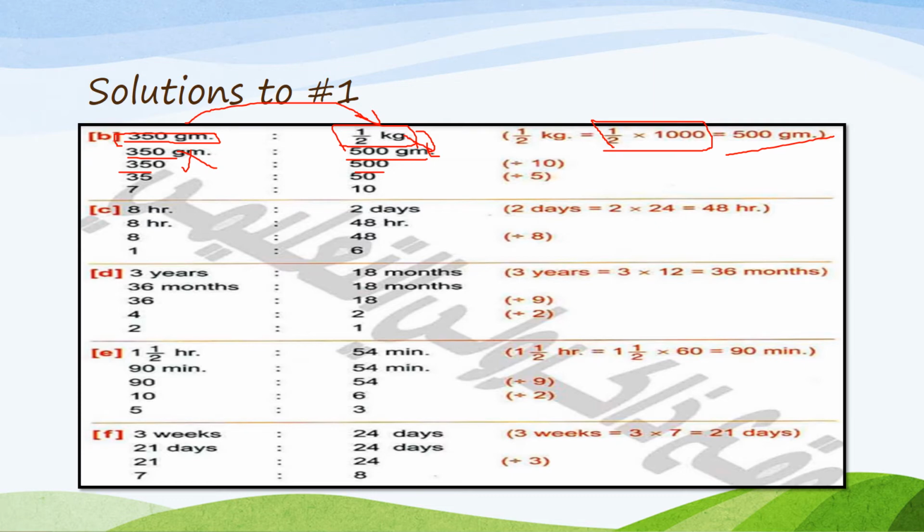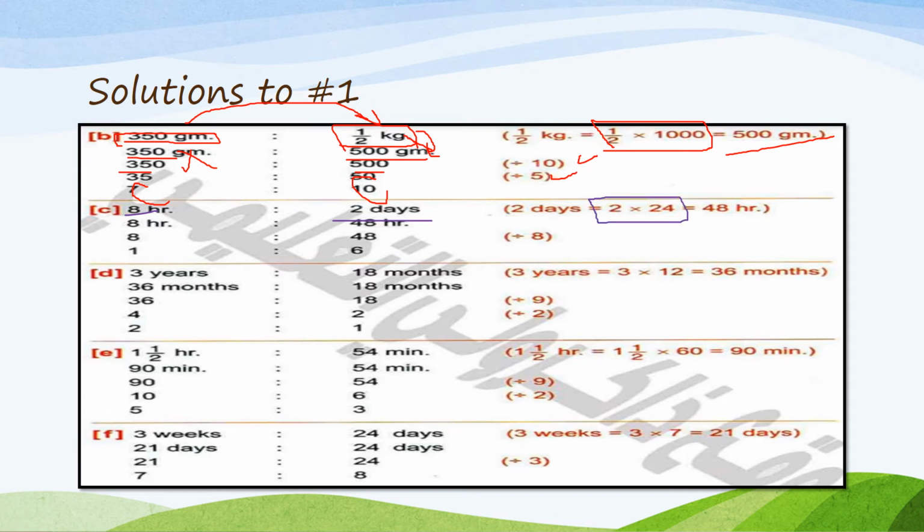It's going to be 350 grams to 500 grams. It's going to be 350 to 500 because we canceled the units. And then they both are divisible by 10. It's going to be 35 and 50. They both are divisible by 5. It's going to be 7 to 10. The last answer.